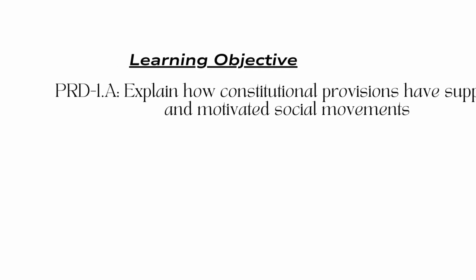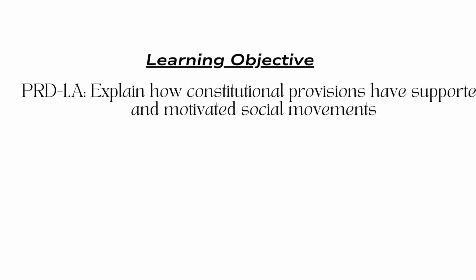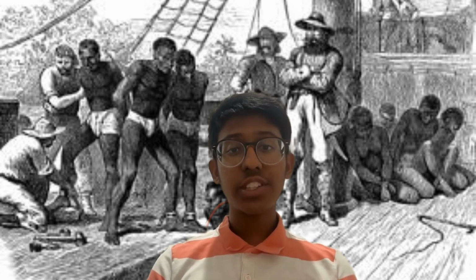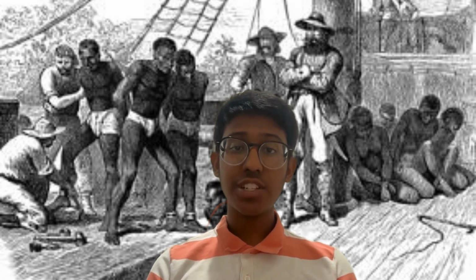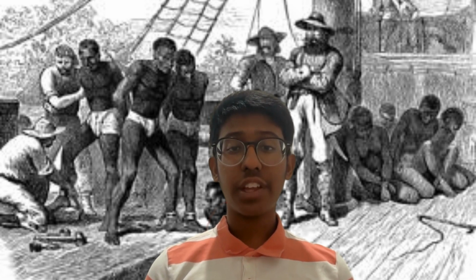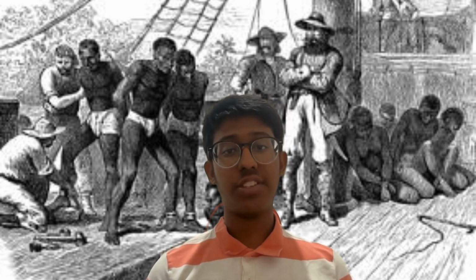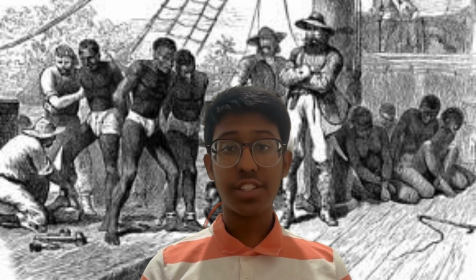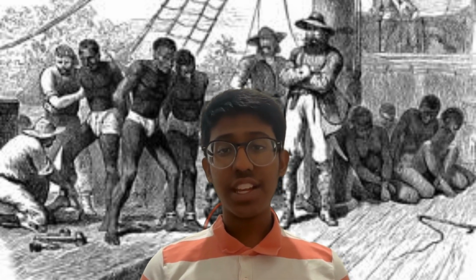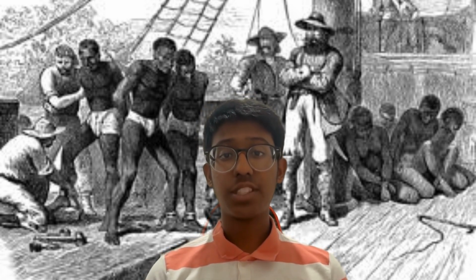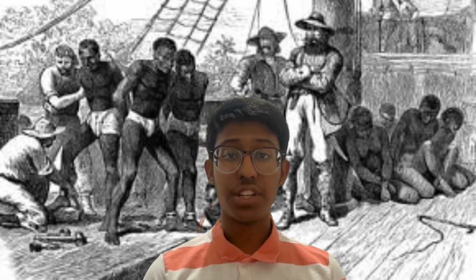Our learning objective for today is to explain how constitutional provisions have supported and motivated social movements. Prior to the Civil War, the question of slavery was usually left to the states because the federal and the state governments didn't really care about the civil rights of black people. And so, after the Civil War, since the North had a sparse black population, they still didn't really care about the civil rights of their black population.